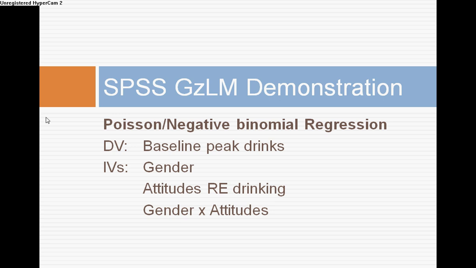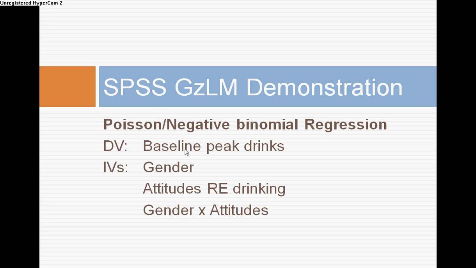And the DV, or the dependent variable, the outcome variable, is baseline peak drinks. So that means within the last 30 days, participants needed to think about the day they consumed the most alcohol, and they just counted up the number of drinks and estimated the number of drinks from that particular drinking occasion.